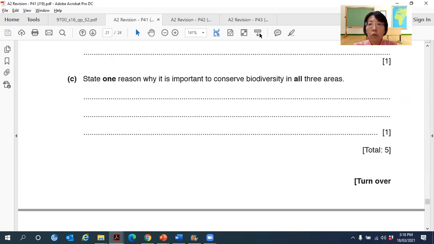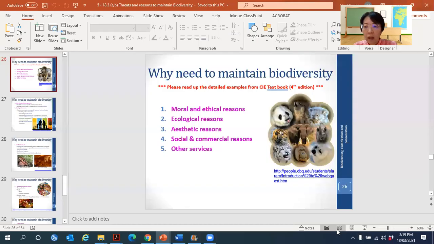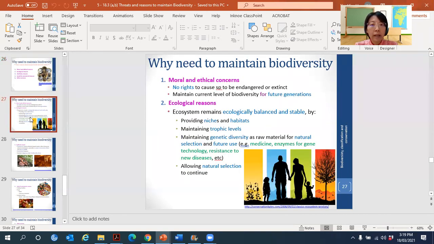So if you go back to your notes, this is from the syllabus that you've learned about the reasons to maintain biodiversity. The answers that you can write will be these 5 points here. That means moral and ethical reasons, ecological reasons, aesthetic reasons, social and commercial reasons, and other services that you can get from this ecosystem.